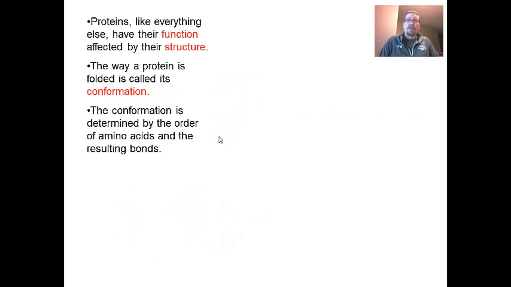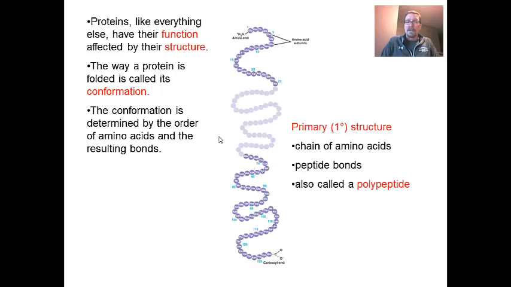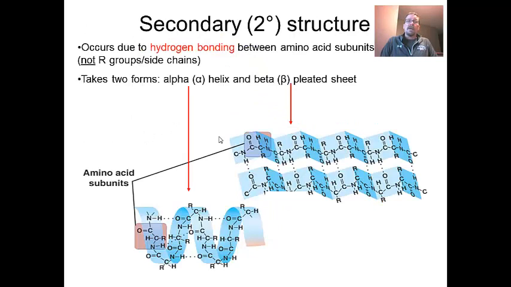Okay? Proteins, like everything else, have their function affected by their structure. The way that a protein is folded is called its conformation, and there are 4 levels. Okay? Level 1 is just the basic amino acid chain. That's the primary structure. Then you can form either what's called a pleated sheet or an alpha helix, and that is the hydrogen bonding of the amino acids together. It's just the hydrogen bonding, as you can see illustrated here.